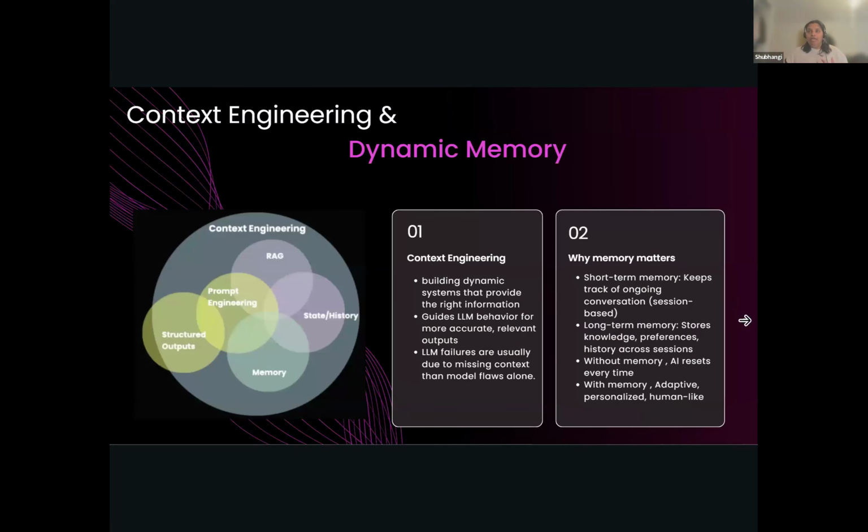To cover more in detail, context engineering is more about building a dynamic system or model that provides and guides the LLM's behavior. So conceptually, it looks a lot like this. You have your RAG applications, prompt engineering, memory, state and history, and the structured outputs. But on the outer side, you have your system around the model that helps to make sure that the LLMs don't fail. And for that to happen, you need dynamic memory.